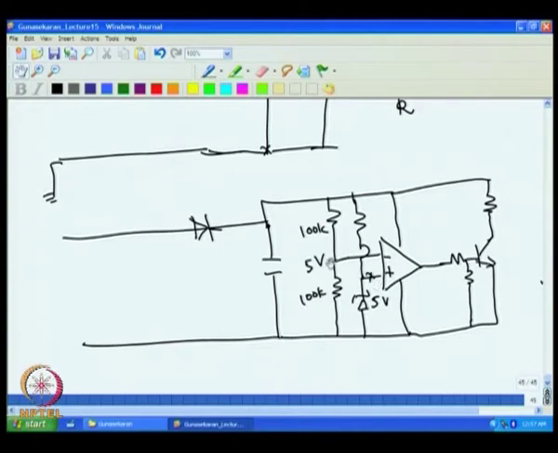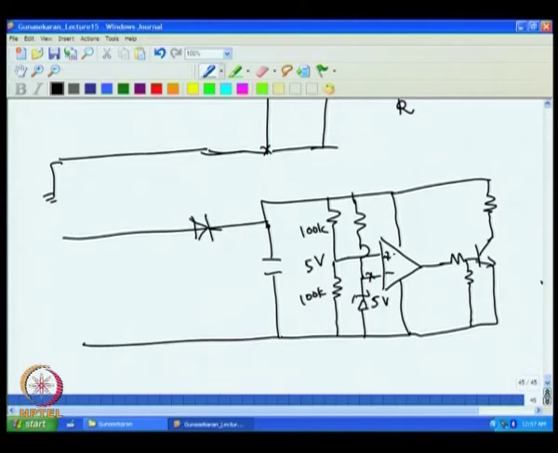Suppose this is 5 and the other is less than 5. If it is less than 5, then output will go high, then this will conduct more, then this voltage will come down. And in fact, if this voltage comes down too much, then this will come below 5. If it comes below 5 and if this is 5, then output will go high, then it will conduct more and this voltage will decrease. Actually, I have to reverse the thing. So this polarity is to be reversed. So what I do is, I will change this polarity, then it comes all right. So you put this one to plus, this one to minus.